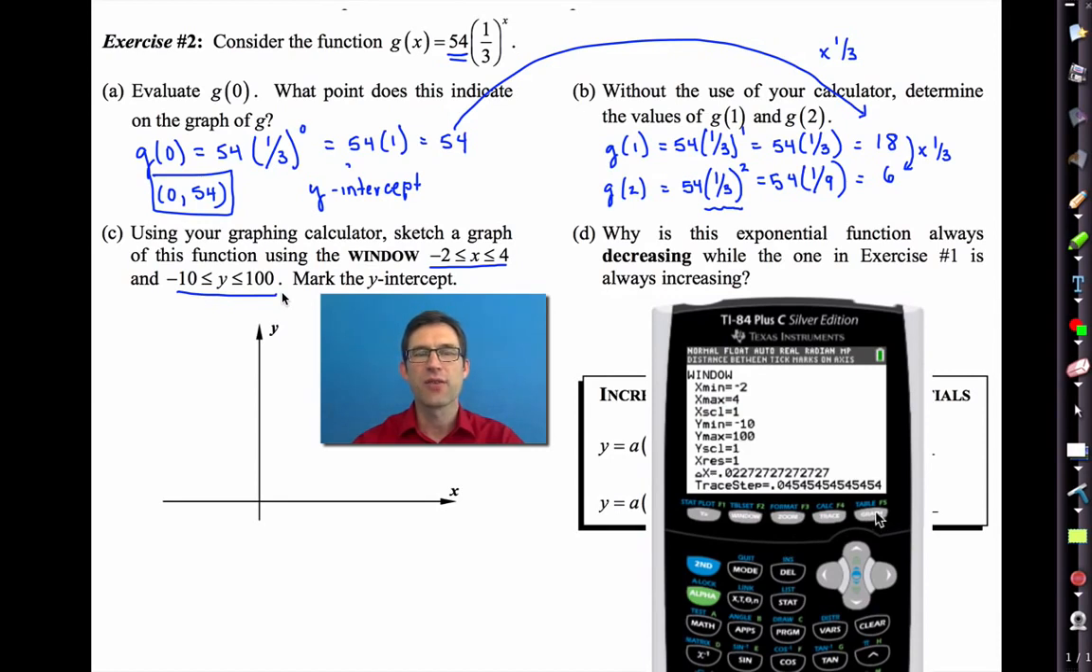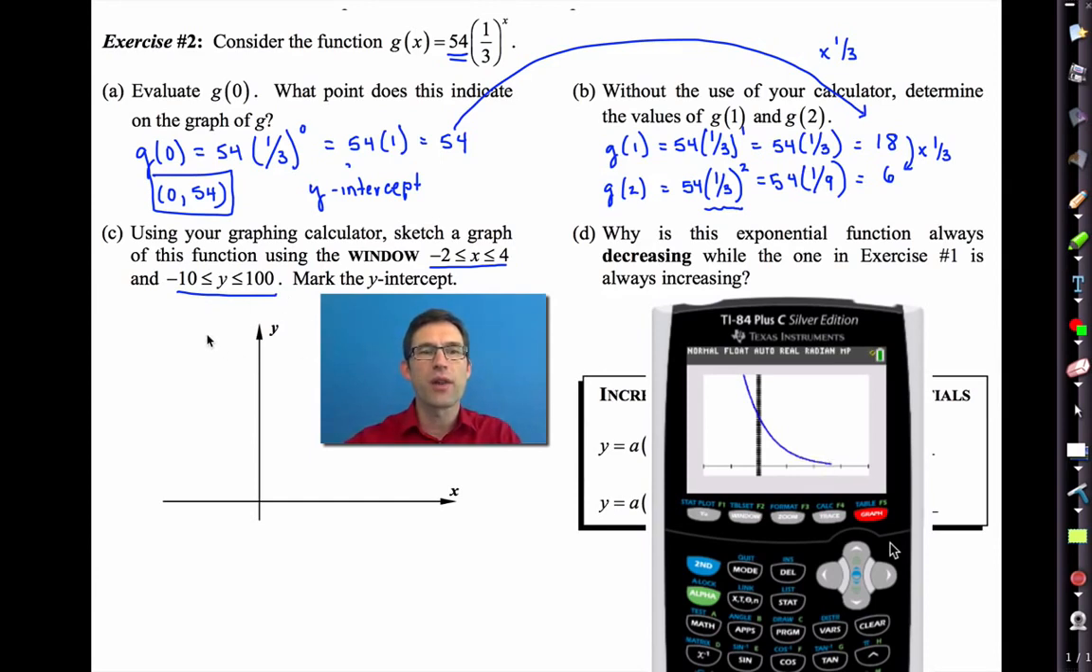Let's hit it. Graph. Takes a little bit of time, but what we end up seeing is a graph that is very, very similar to our last one, but now that hockey stick, if you will, kind of looks more like this. Our y-intercept is 54. Right? So we've got my 100 up here. We've got my negative 10 down here, my negative 2 here, and my 4 here.